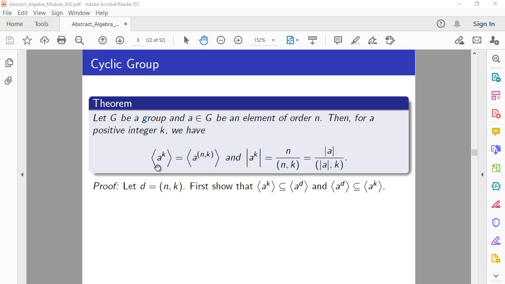Okay, so first I'm going to go ahead and prove this equation here. To simplify the notation, let me denote the GCD of n and k by d. To show this equation, we have to show that the subgroup generated by a to the k is a subset of the subgroup generated by a to the d, and the subgroup generated by a to the d is a subset of the subgroup generated by a to the k. Okay, let's first show this.